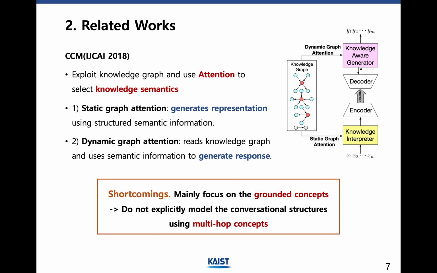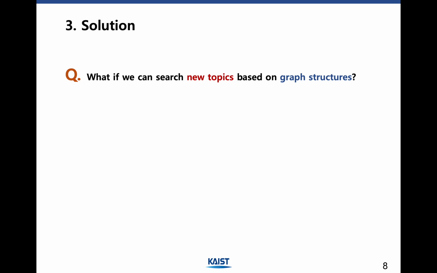CCM exploits knowledge graph and use attention to select knowledge semantics. It is composed of two attention mechanisms which uses semantic information to generate representation and responses. These models mainly focus on the grounded concepts, and most of the models are for specific tasks, not appropriate to open domain dialogue generation. They do not explicitly model the conversation structures using multi-hop concepts. Concept Flow overcomes such shortcomings through implementing multi-hop concepts on knowledge graph-based dialogue generation model.